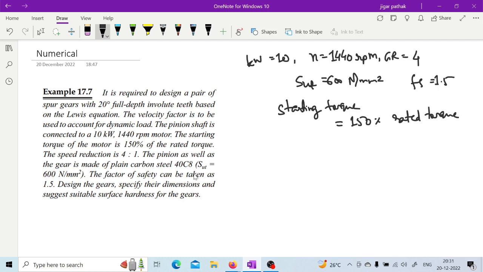Right. Now the number of teeth in this particular condition is generally considered as 18, right? So the number of teeth on pinion is assumed as 18. Based on that, the number of teeth on the gear will be 18 into 4, the gear ratio, so it will be 72.